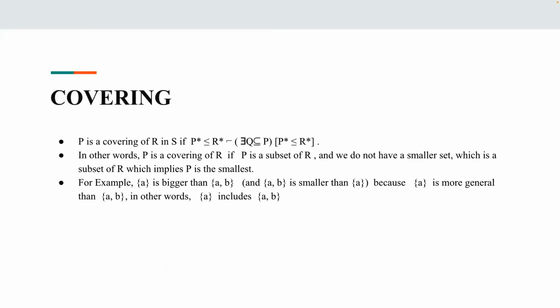Next, what is covering? For example, P is a covering of R and S if P star is less than or equal to R star. In other words, P is a covering of R if P is a subset of R and we do not have a smaller set which is a subset of R, which implies P is the smallest. For example, subset A is bigger than the subset A comma B, and A comma B is smaller than the subset A because A is more general than A comma B. In other words, A includes A comma B from the subset shown below.